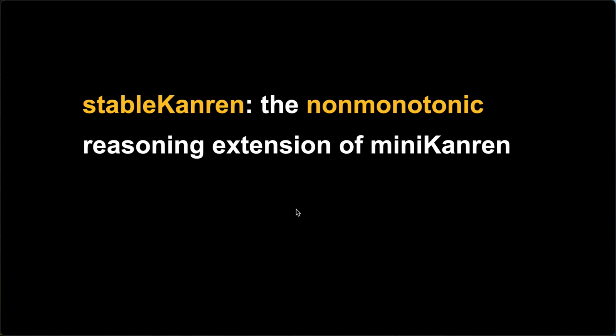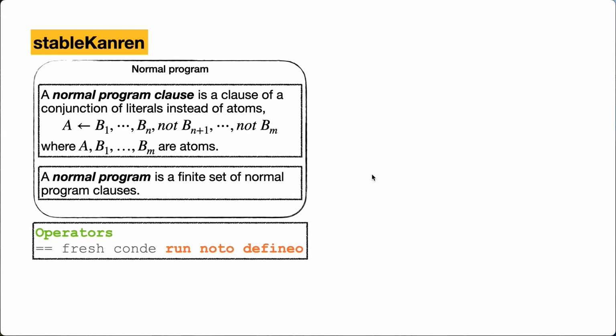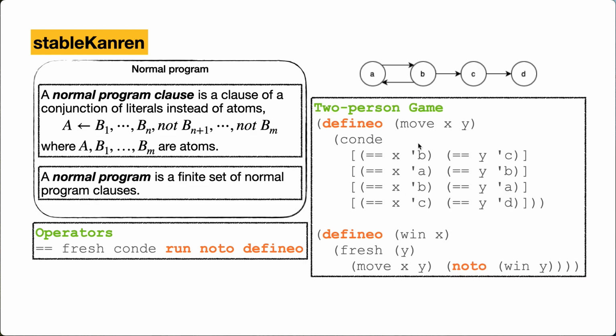Now, stableKanren is the non-monotonic extension of miniKanren. So stableKanren can support normal programs with all the new operators, lotto and the definer macros. One example is the two-person game where we give a chessboard and each player moves a peg on the board. If the winning condition is decided by your opponent having no more moves, then you are in a winning position. So the program we can write in stableKanren to represent the two-person game looks like this.